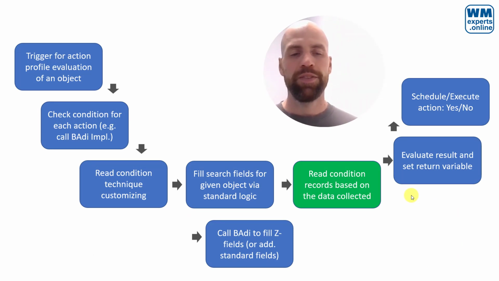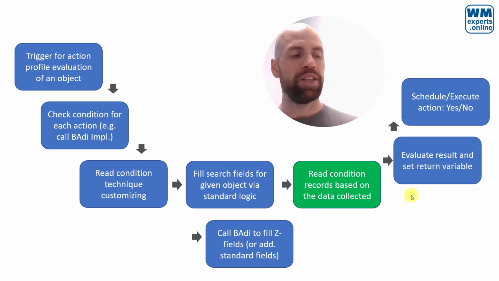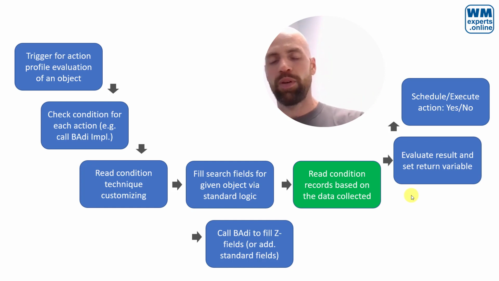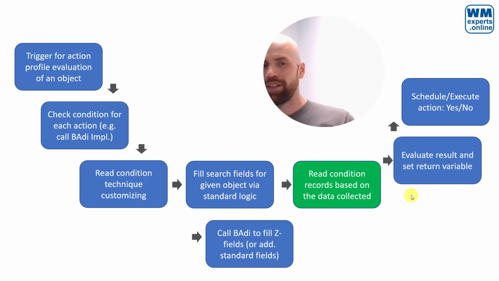Just to roll it up again, we have triggered an action. We found an action for which we want to evaluate a schedule condition. We see, okay, we want to make use of the condition record here. So we need to collect data about our object in order to compare it with the condition records. We then call the body because we might want to add some data about the objects in order to make use of Z fields, or fields that the standard is not filling.